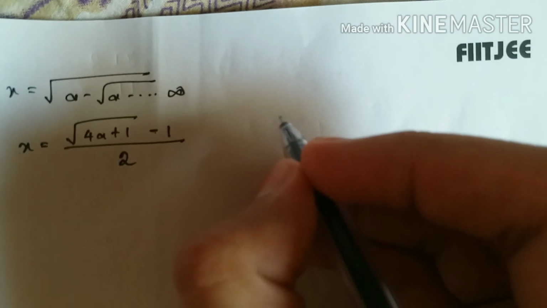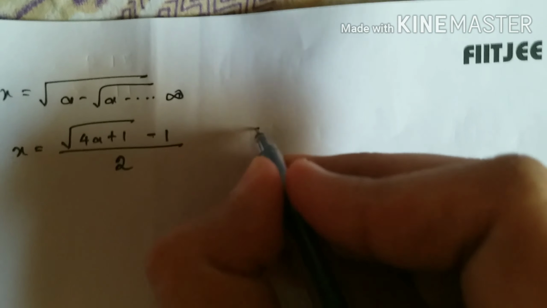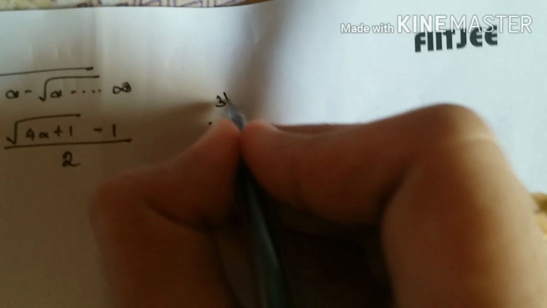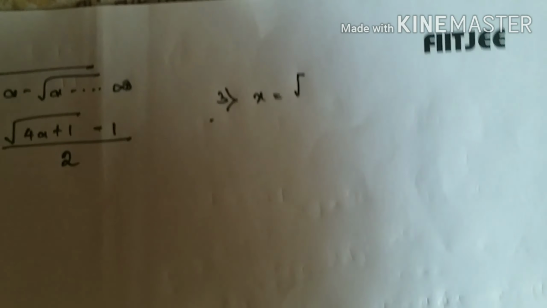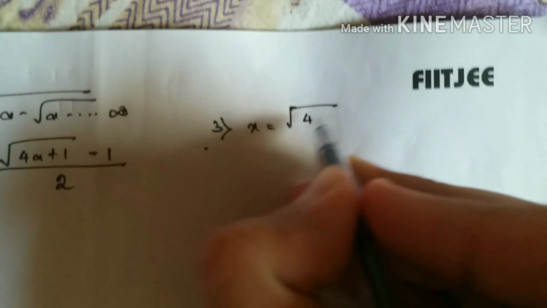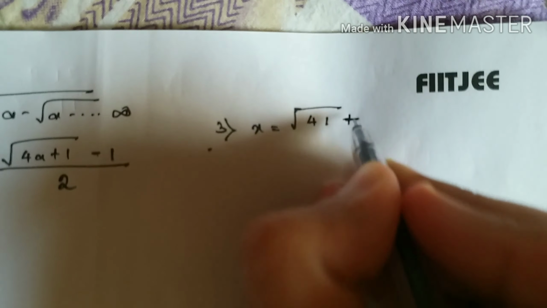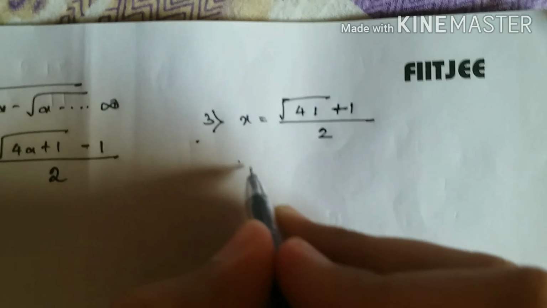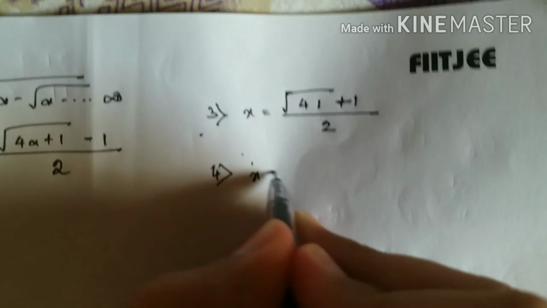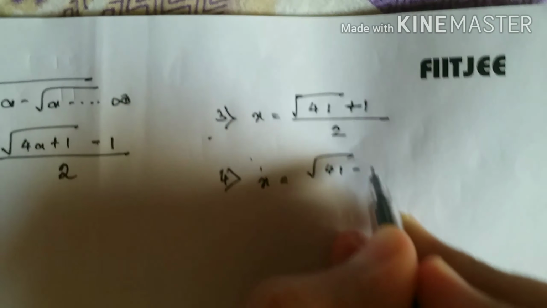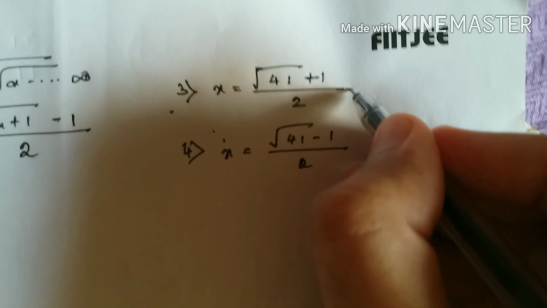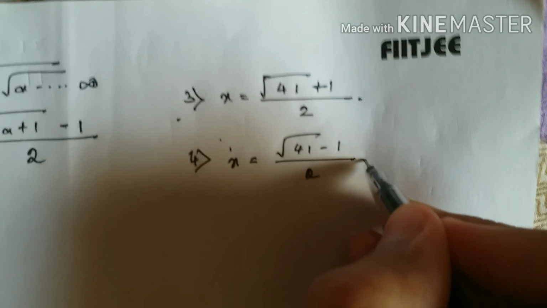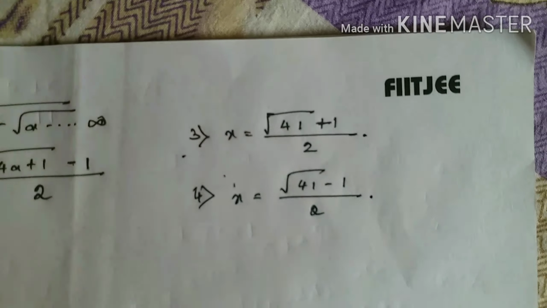So question numbers 3 and 4 we will now solve. Question number 3 will give us x is equal to root over, we will put 10 in place of a, so root over 41 plus 1, by 2, and for 4 it will give x is equal to root over 41 minus 1, by 2. If you see, this x lies between 3 and 4 and this x lies between 2 and 3, so that trick works.